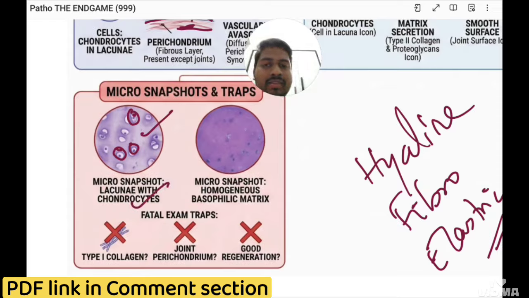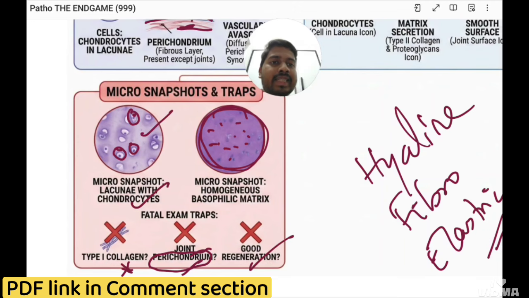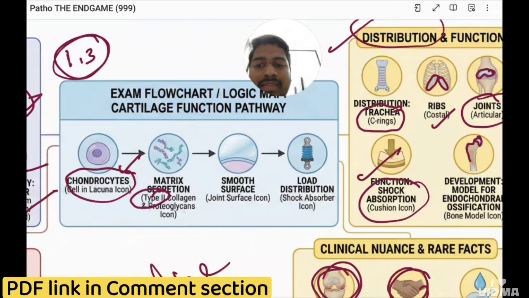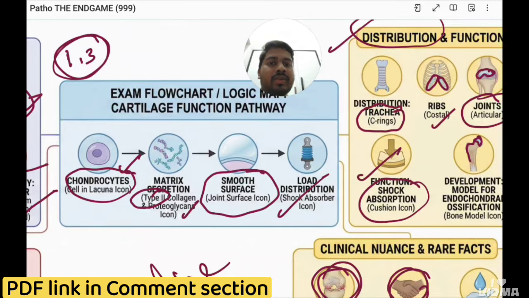So this is the matrix, and the ground substance is made up of proteoglycan and type 2 collagen. It is not type 1 collagen, and there is no perichondrium around the articular cartilage. Regeneration of hyaline cartilage is less only, because there is no vascular supply. Chondrocytes are arranged within the lacuna. Type 2 collagen and proteoglycans form the matrix and the ground substance, and this cartilage has a smooth surface. That's why it is used mainly as a shock absorber.